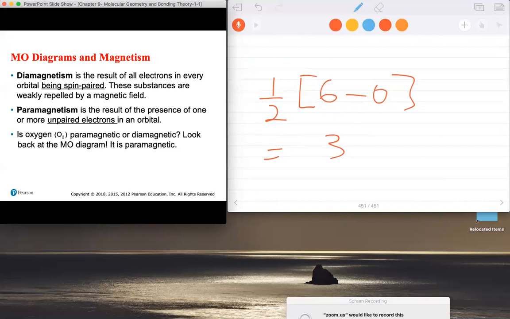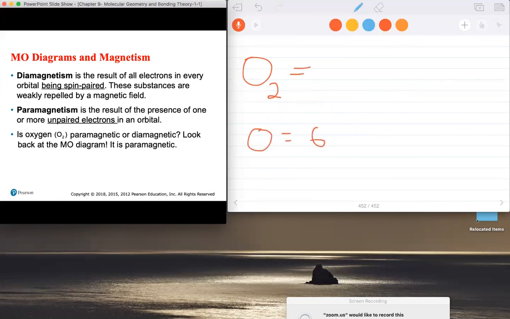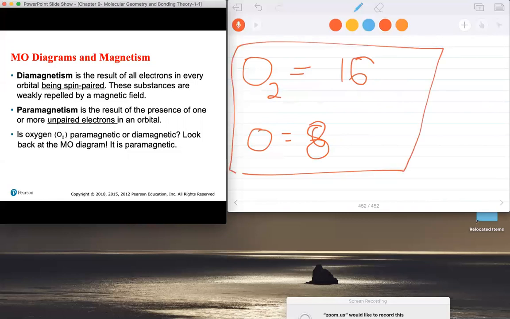Let's say O2. Oxygen is in group 6, so this has 12 electrons. Oxygen is number 8, and 8 plus 8, this has 16. These are the numbers of electrons.